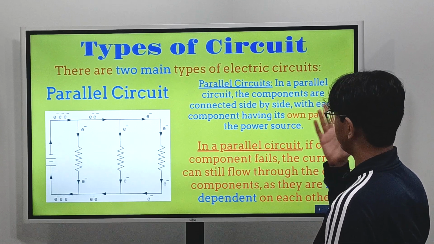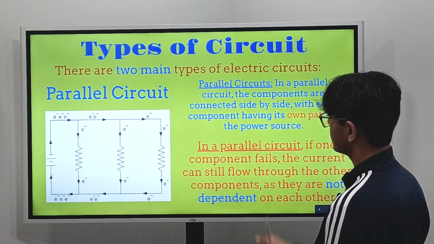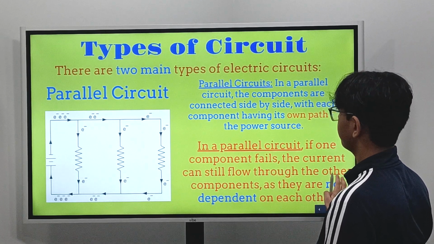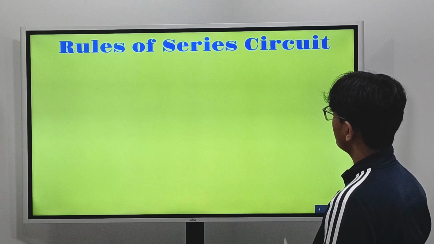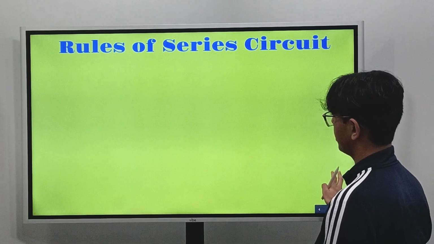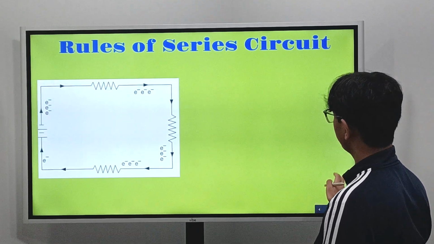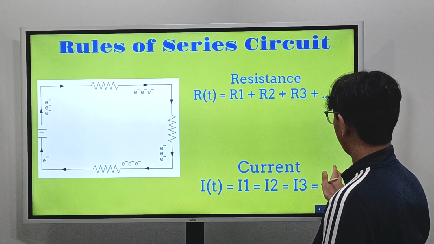And that's basically it for the 2 types of circuit, which is the series circuit and the parallel circuit. So now let's talk about the rules that are inside of a series circuit. So here is our series circuit once again, and these are our 3 rules.